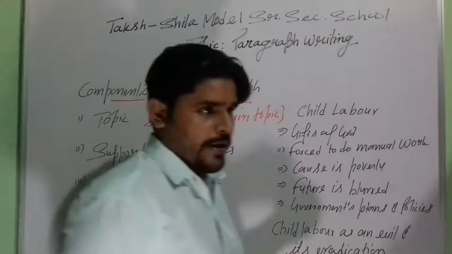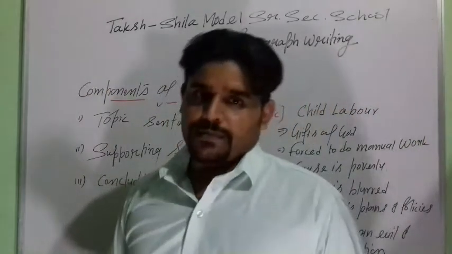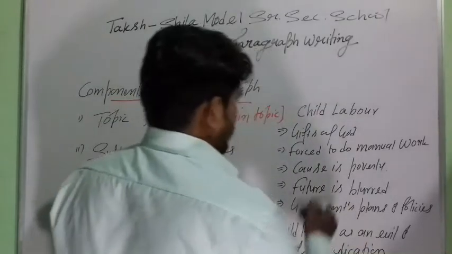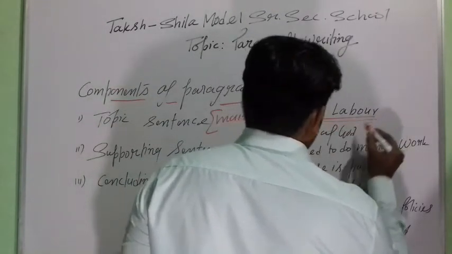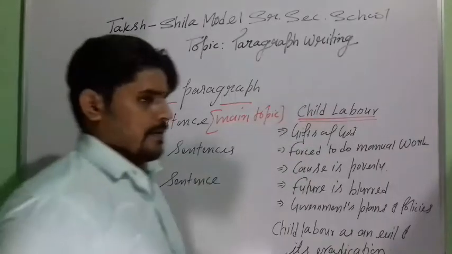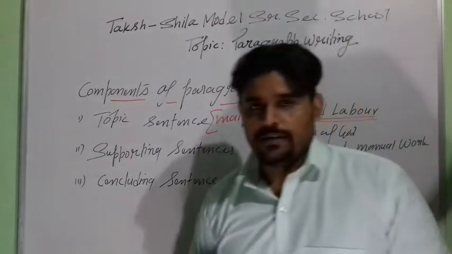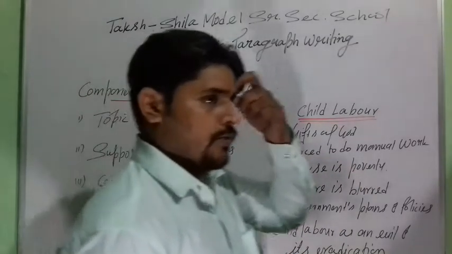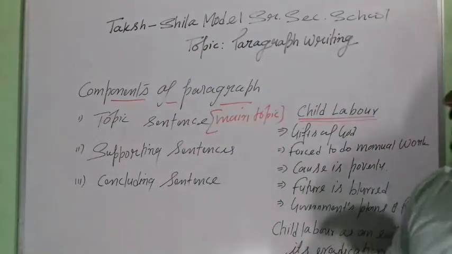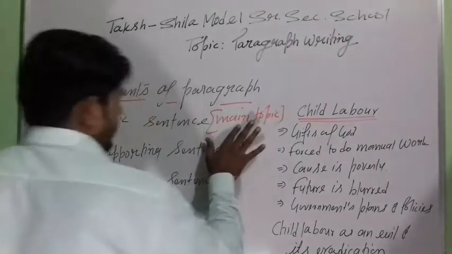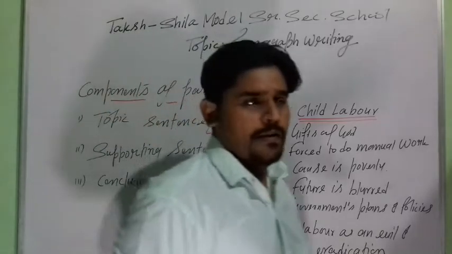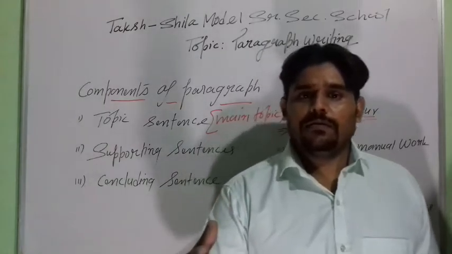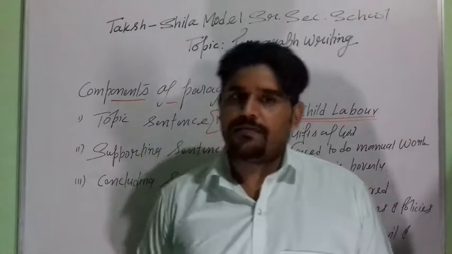When we write a story, we give the story a title, right? Similarly, when we write a paragraph, we give our paragraph a title. For example, you can see here, I have written child labor. This is the topic of a paragraph that I will tell you how to write. This is an example question that I will tell you at the end of the explanation of paragraph writing. So here, the topic sentence conveys the main topic, the main idea, right? Your opening sentence tells what your main theme is, on which you are going to write your paragraph.